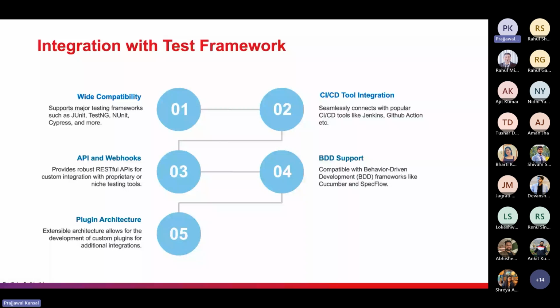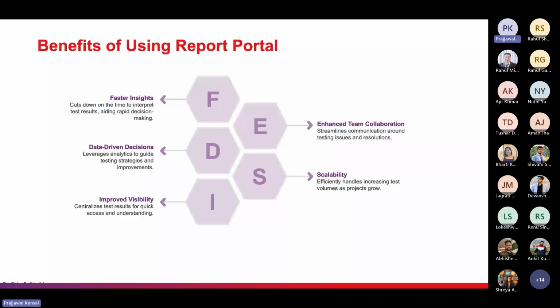And now we are moving to the benefits, which type of benefits we get after using Report Portal. So the first one is faster insight. If a test fails, Report Portal immediately highlights the issue, showing the exact error message where it occurred. So this allows developers to fix the problem without digging through lots of logs. And the second one, enhanced team collaboration. So when a team member finds a bug, they can add a comment and tag others directly on the Report Portal side. So this keeps everyone in the loop.